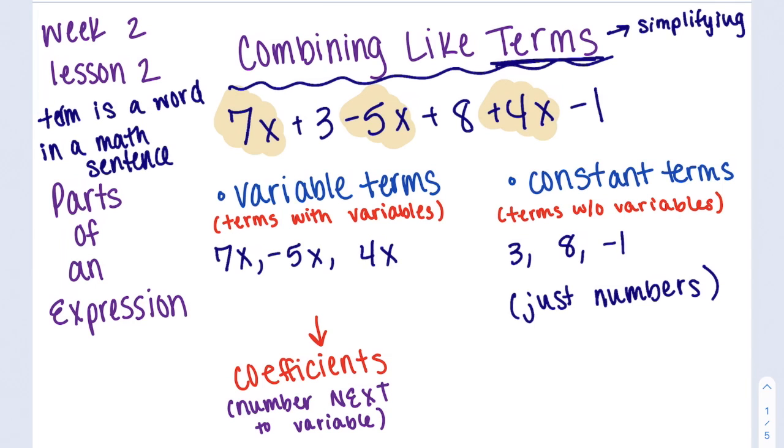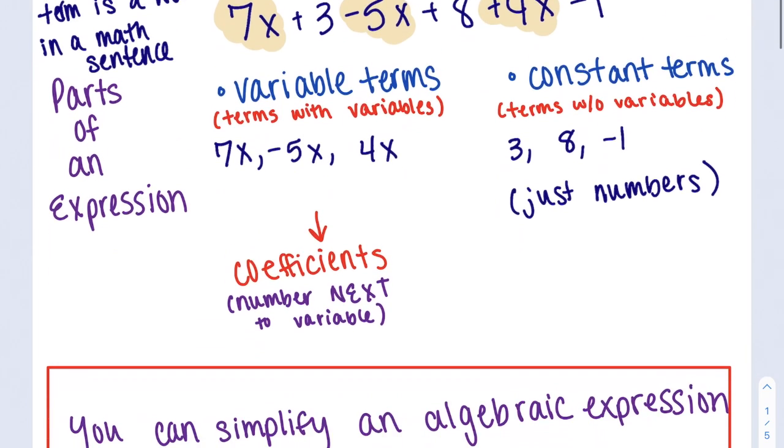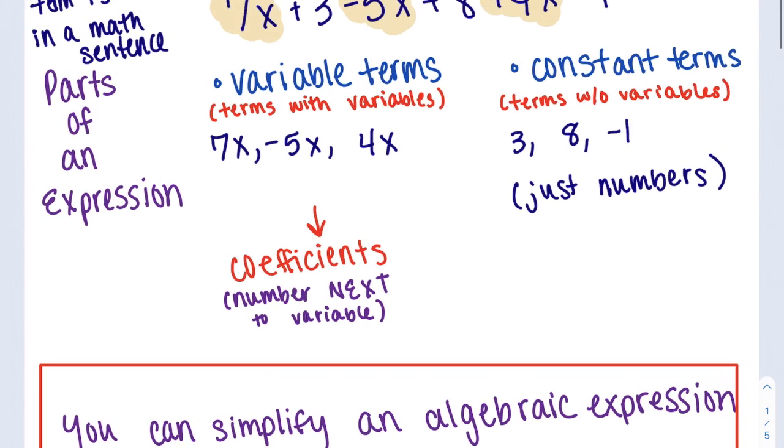There's one more word we have to know. We're talking about that number in front of the variable term. That is called a coefficient. It is the number next to the variable. So in these cases, our numbers next to the variable, our coefficients, are 7, -5, and 4. And I'm going to be saying the word coefficient a lot today. Remember, the coefficient is the number next to the variable.